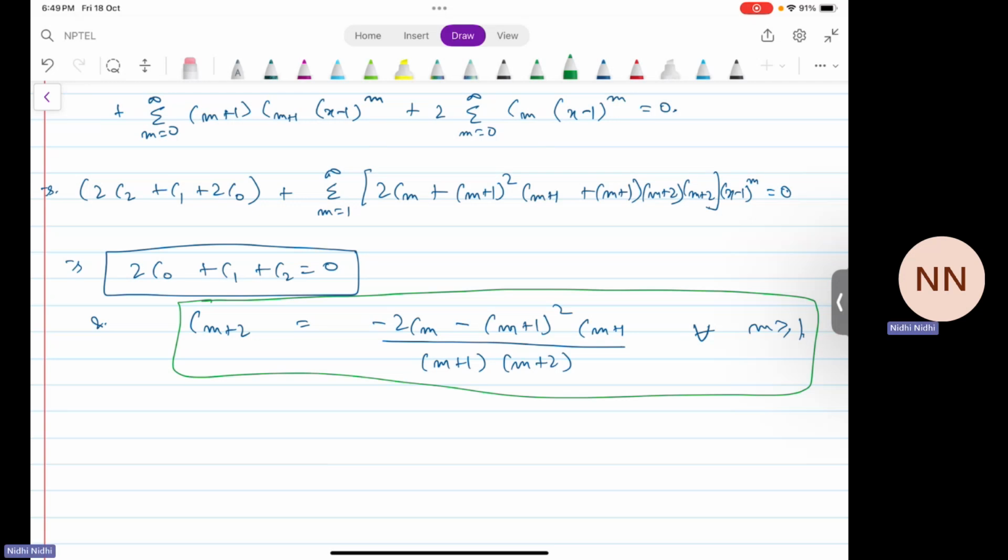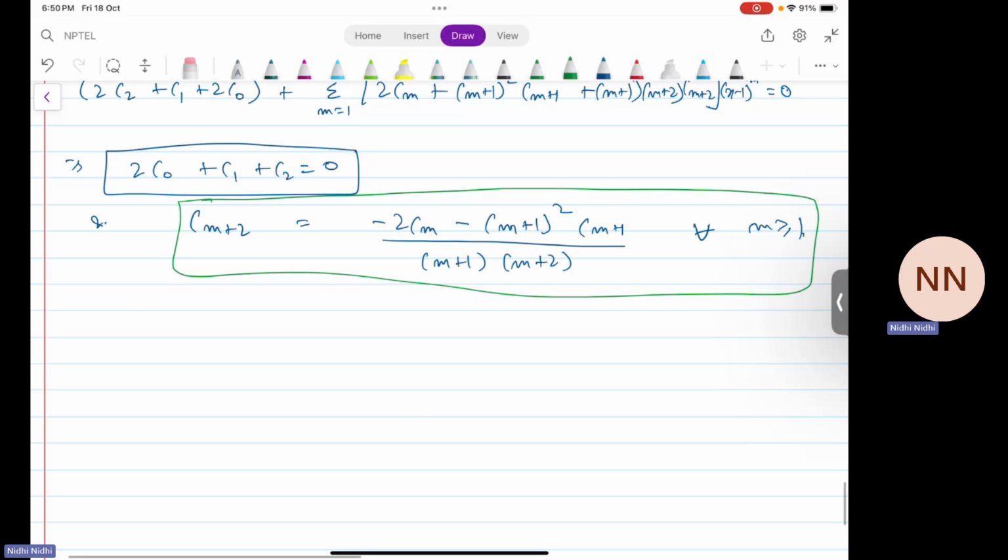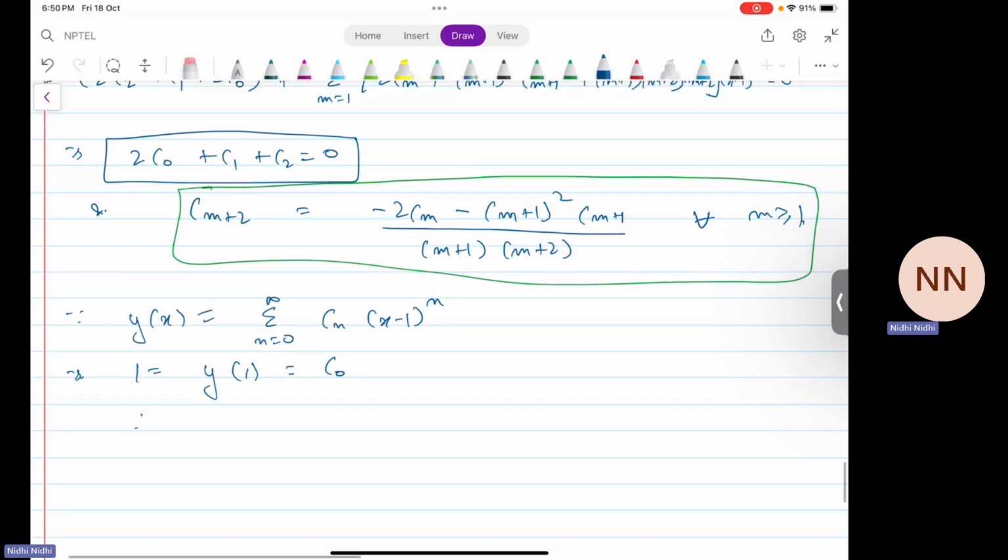Now let us use the initial condition to find these coefficients. Since y of x was summation n from 0 to infinity cn (x minus 1) to the power n, we had y at 1 is 1. So 1 equals to y at 1, which is just c naught, because the rest of the terms will turn out to be 0. Therefore, we get c naught is equal to 1.